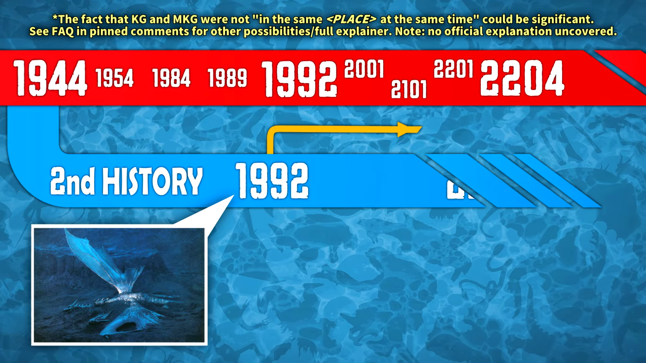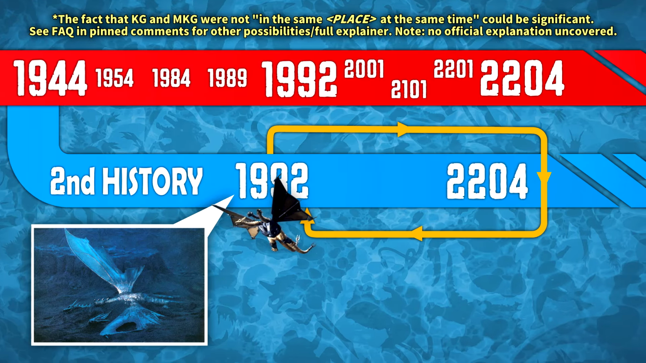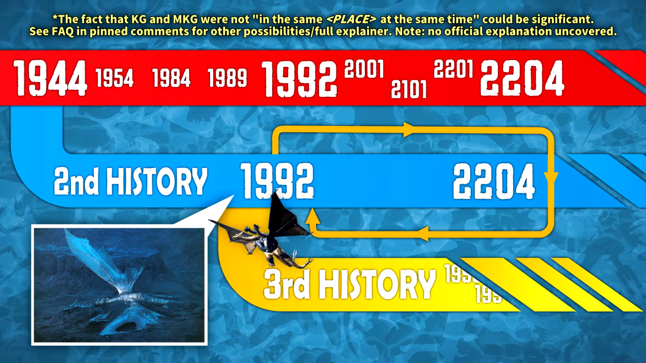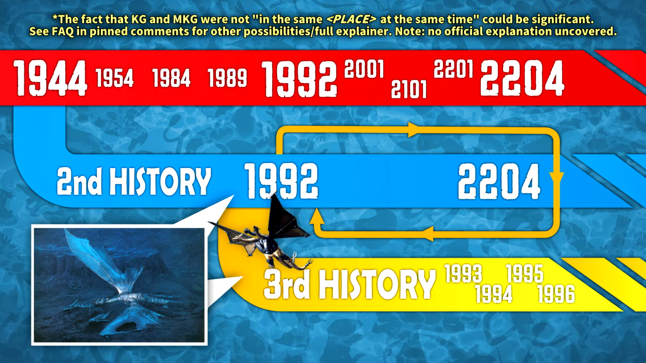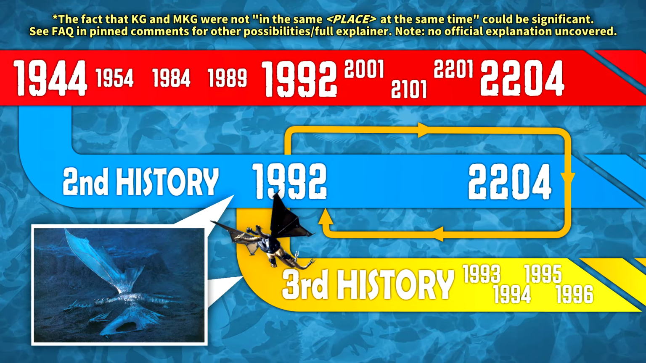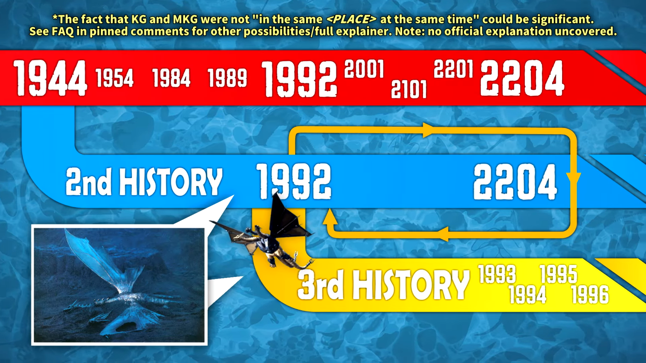By contrast, MKG is technically the Ghidorah from Timeline 2, and its arrival in the present immediately created Timeline 3. So the Ghidorah still lying on the seafloor is not MKG's past self, rather an alternate reality version of his past self.